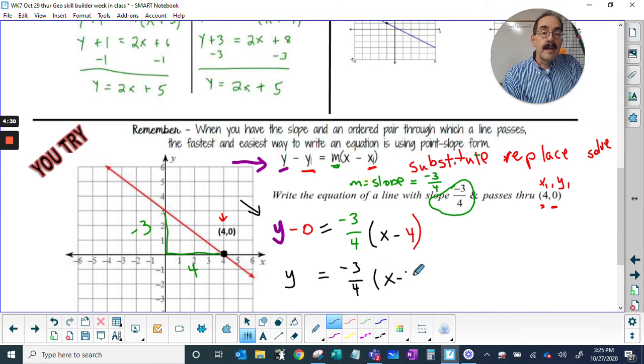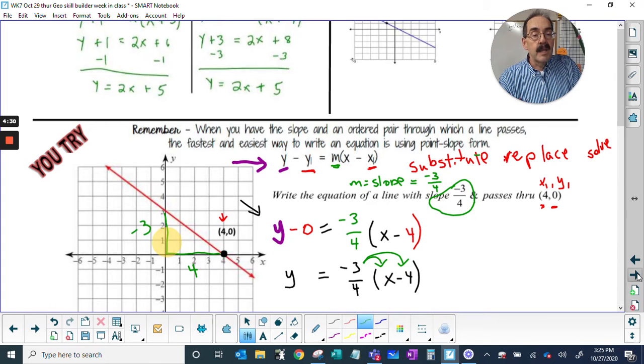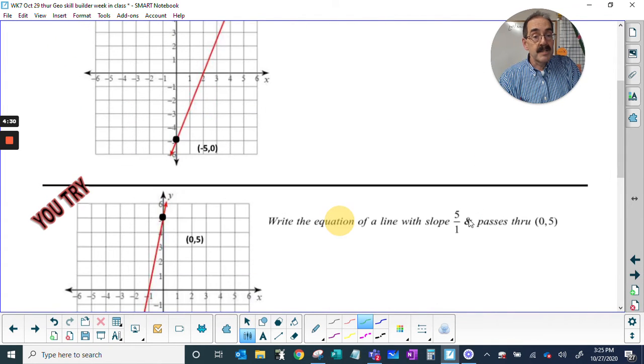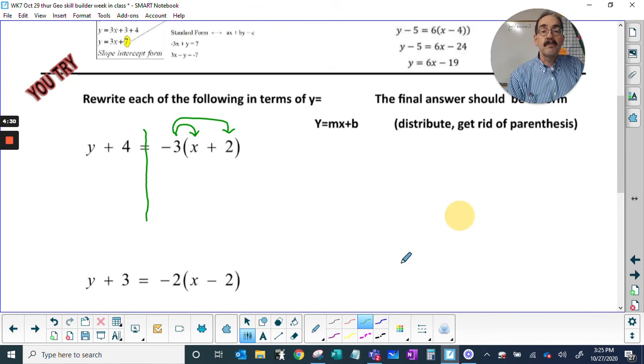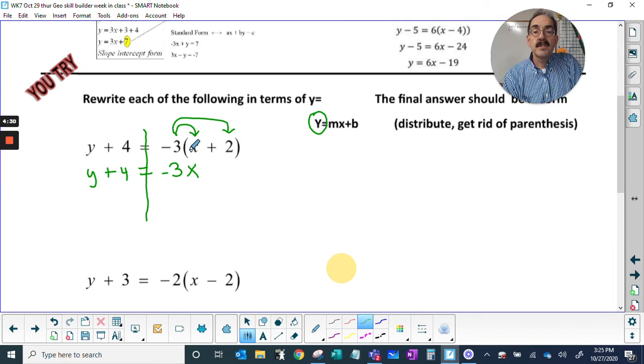And now we're going to practice the distributive property, okay? So the next thing we practiced in class today, go to the next page. There's another practice, rewrite, practice, rewrite, practice, rewrite. Now we want to actually practice solving for the letter y. Okay, parentheses. Parentheses means to distribute. So negative 3 times the x, negative 3 times the 2. So we have y plus 4 equals negative 3x. Negative 3 times a positive 2 is negative 6.